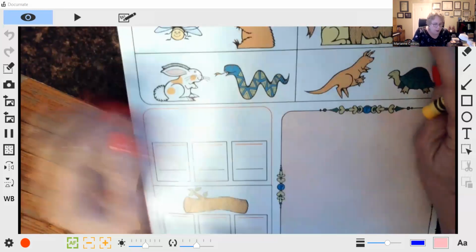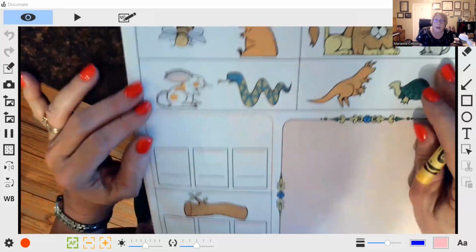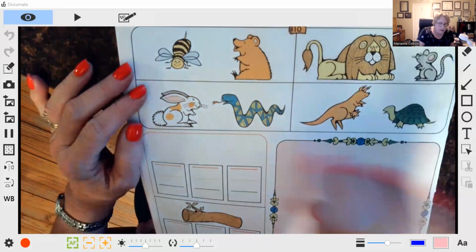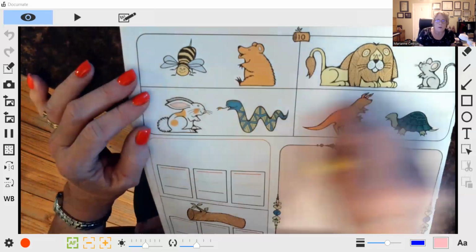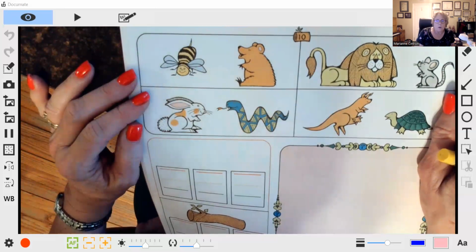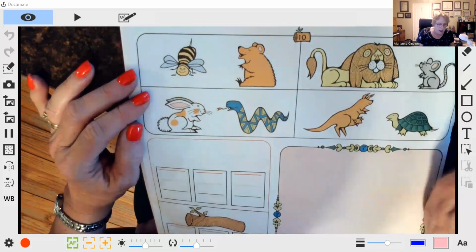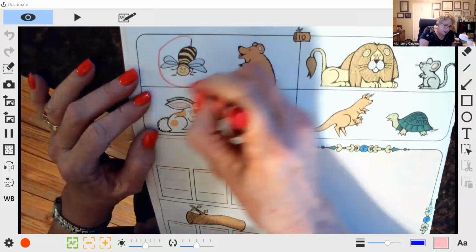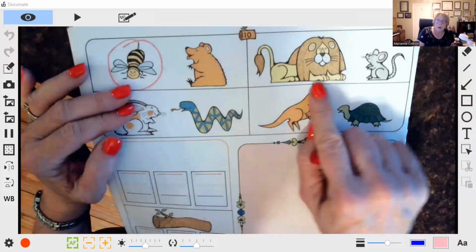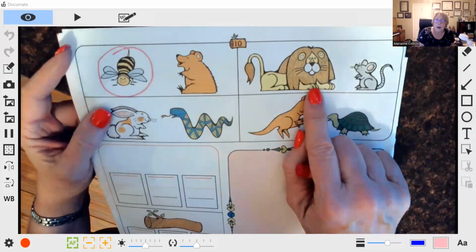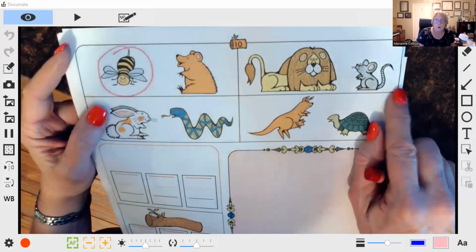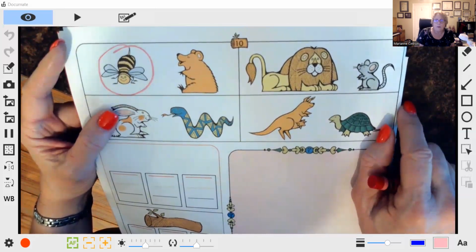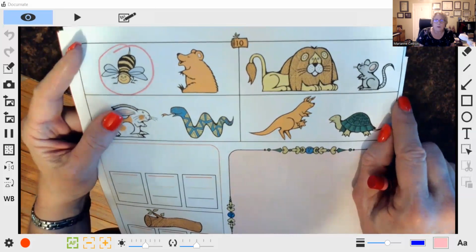So these different animals have different movements. Okay, so one animal goes buzz and one animal goes grr. Circle the animal that goes buzz. Go to the right. This is a lion and a mouse. One animal goes roar. One animal goes ee, ee, ee, ee. Circle the animal that goes.